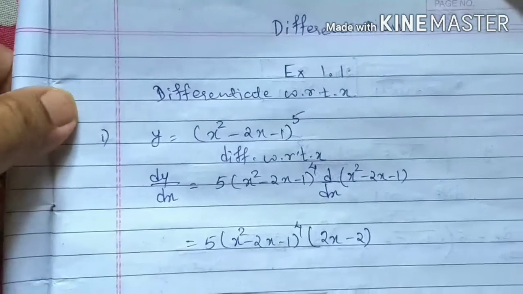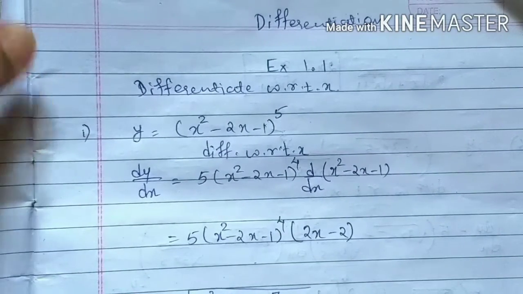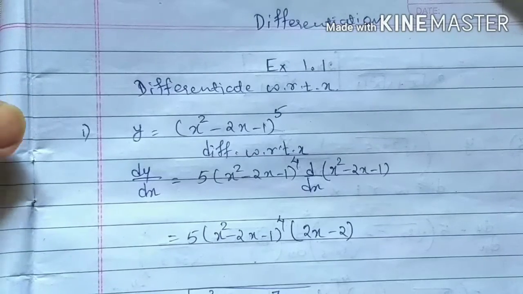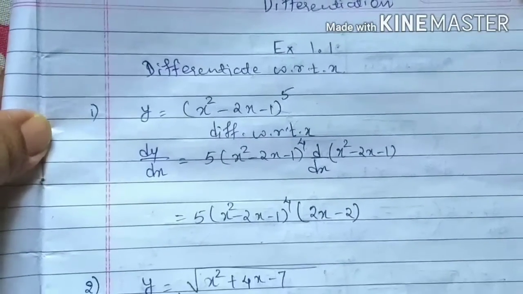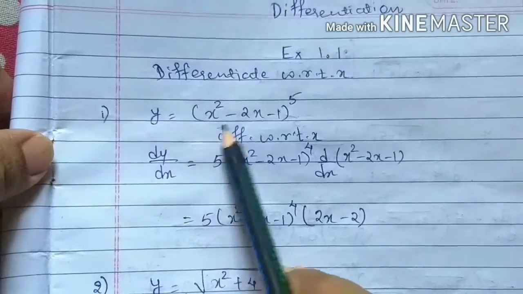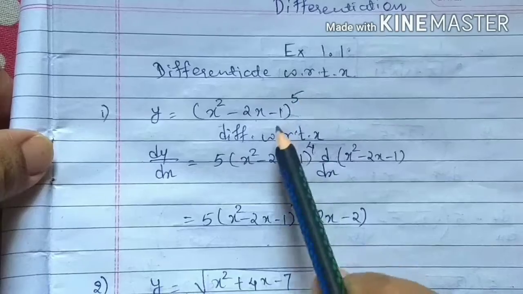Good morning, students. So in the last lecture we had seen the derivative of composite function and some examples, right? So now let us start with the first exercise 1.1. We have to differentiate the following function with respect to x. Now the first one is y is equal to (x square minus 2x minus 1) raised to 5.